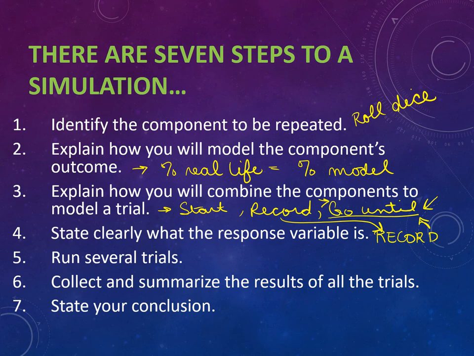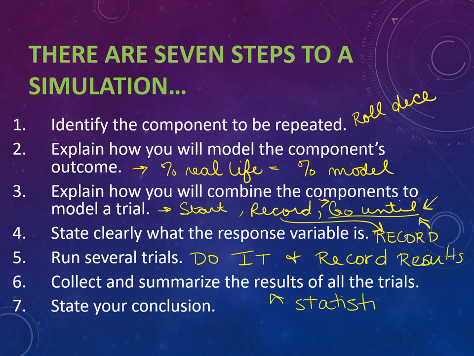Run several trials. Basically, five and six are about do it and record results. So you'll see a lot of these are the same things over and over again. Collect and summarize the results. That's your statistics. And then our favorite word, state your conclusion. This has got to be in context. Okay, must have context. Stating your conclusion puts everything back in context.